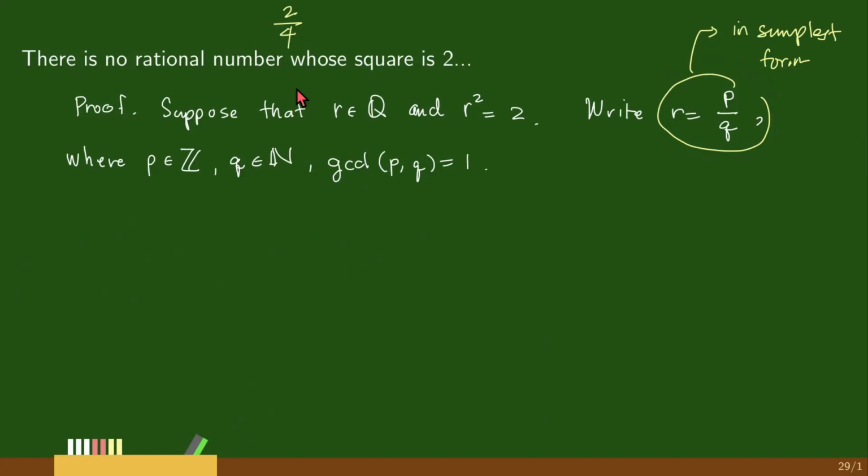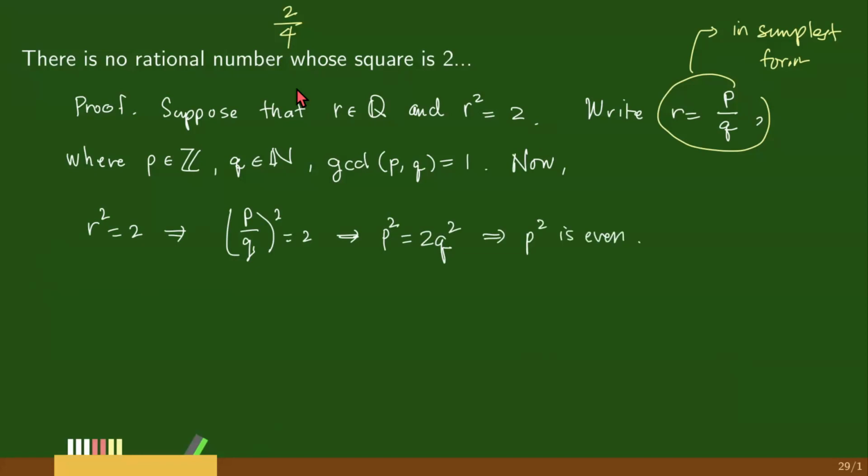Naintindihan ba? Okay. Ano mangyayari ngayon? Kuha tayong puti. Now, dahil ang R squared ay 2, paano mo sinasabi ang P over Q squared is equal to 2? That is P squared is equal to 2q squared kapag yan sinimplify mo. Which will mean p squared is even. Okay? Kasi p squared has a factor of 2, which will eventually mean that p is even.